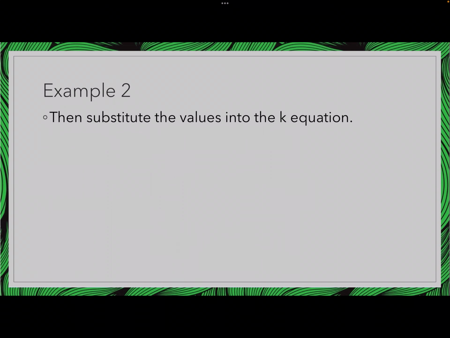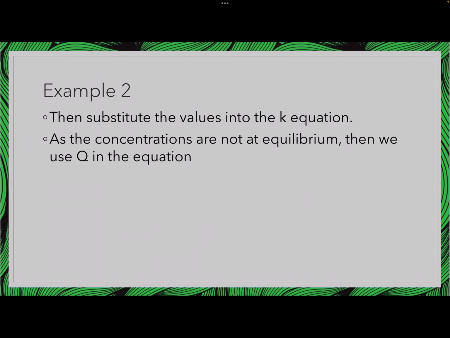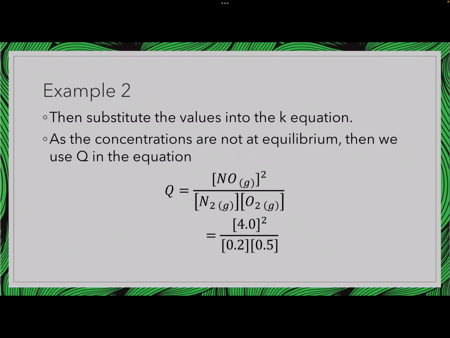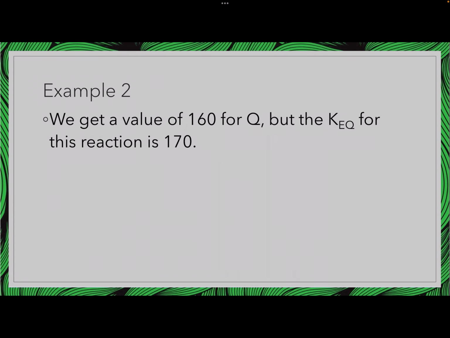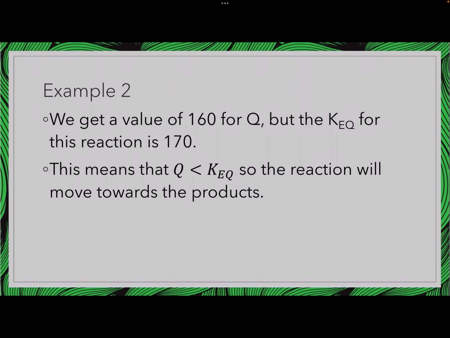Again, we substitute the values into the K equation, changing it to Q because it's not at equilibrium. So we have Q equals NO squared over N2 times O2. Put our values in, use our calculator, get an answer of 160. We then compare that to our KEQ. We got a value of 160, KEQ is 170, so they're pretty close. But Q is less than KEQ, so the reaction will move towards the products. So there's not enough products in that reaction.